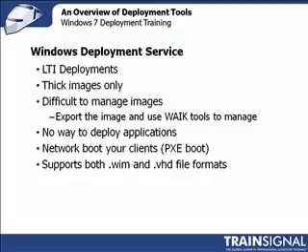With Windows Deployment Services, or WDS, again, you can perform light touch installation deployments only. But WDS uses thick images, which makes it really difficult to manage or change your images later on. The way you have to change your images is you have to export them out of the WDS snap-in, then you'll use the WAIK tools to manage them, and then import them back into WDS.